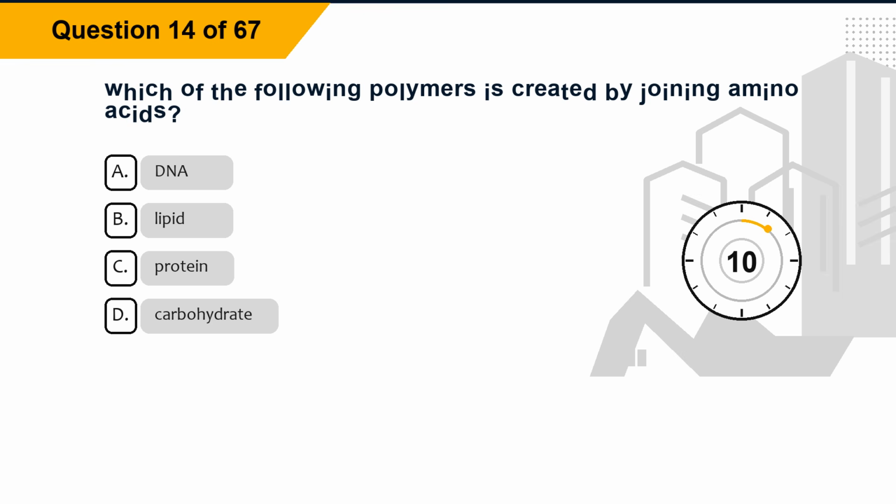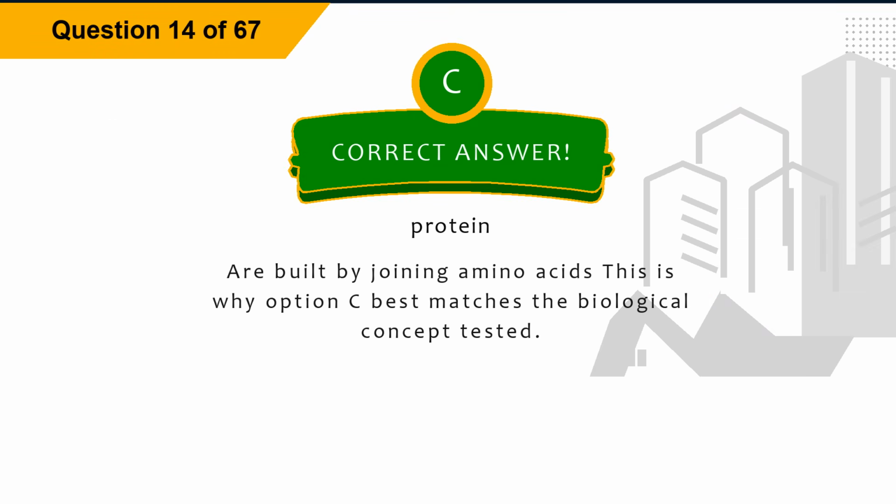Question 14. Which of the following polymers is created by joining amino acids? Option A, DNA. Option B, lipid. Option C, protein. Option D, carbohydrate. The correct answer is option C, protein.